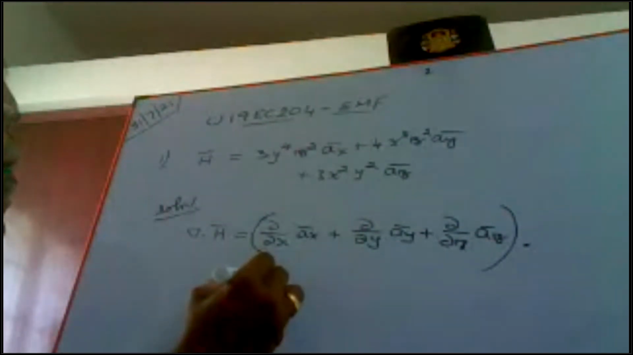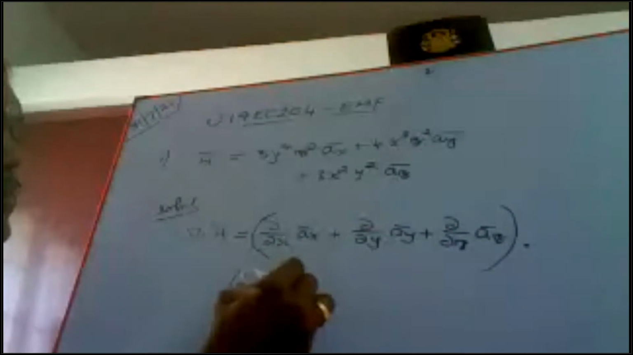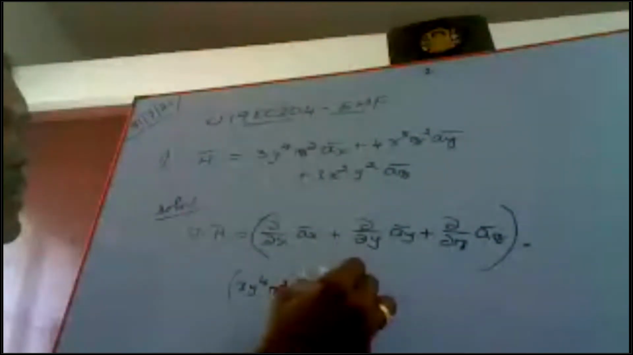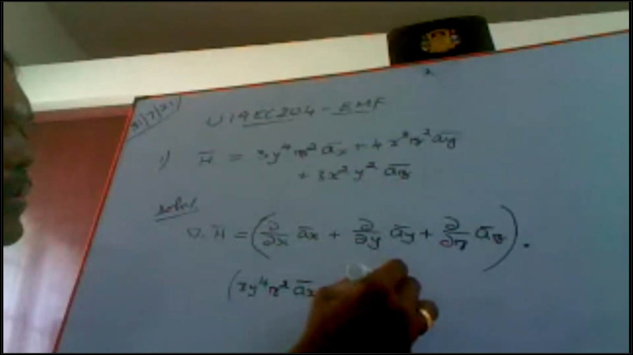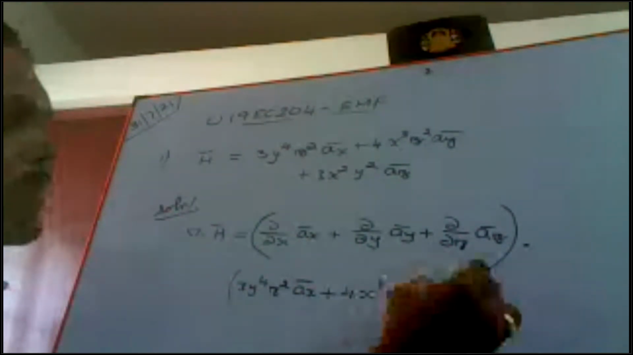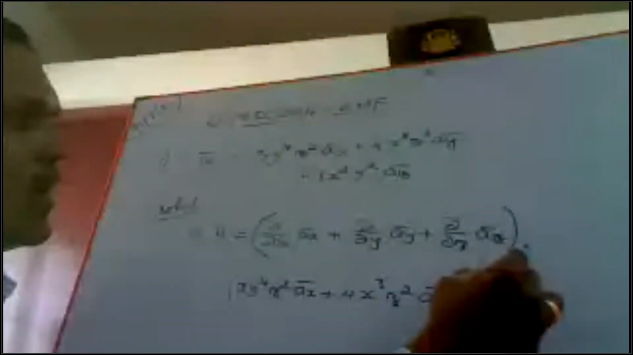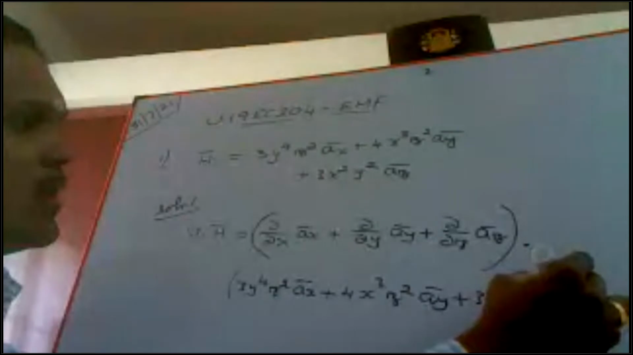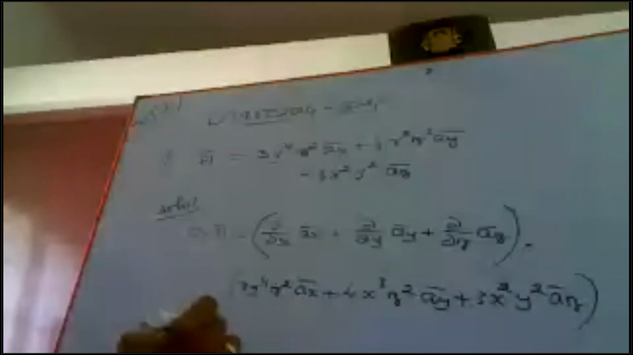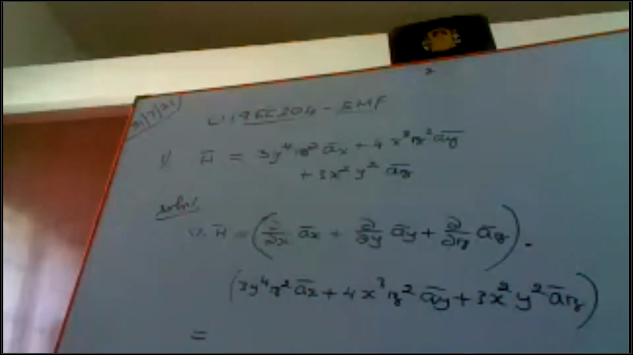Then the given vector, that is H vector, is 3y^4 z^2 ax vector plus 4x^3 z^2 ay vector plus 3x^2 y^2 az vector. This is the given H vector. Now, how to find the dot product of these two?